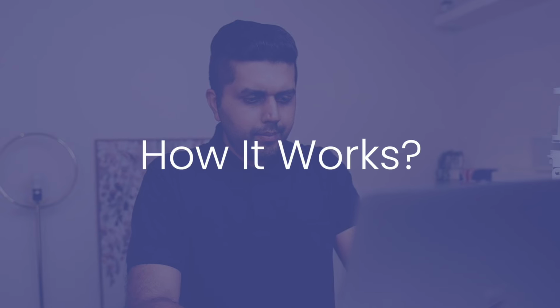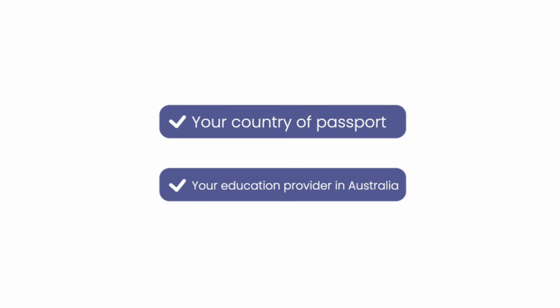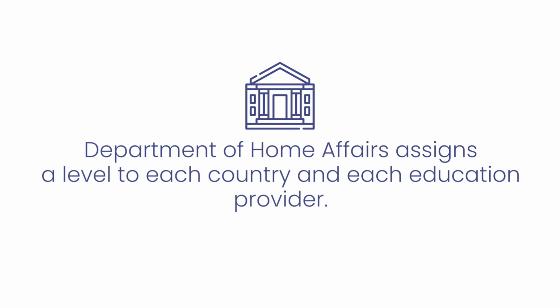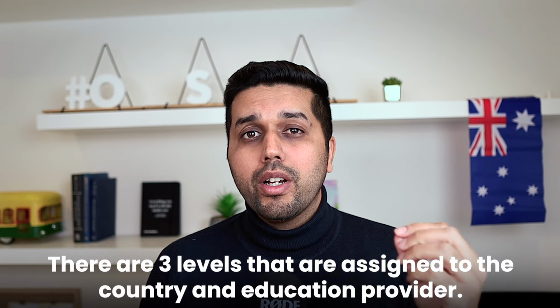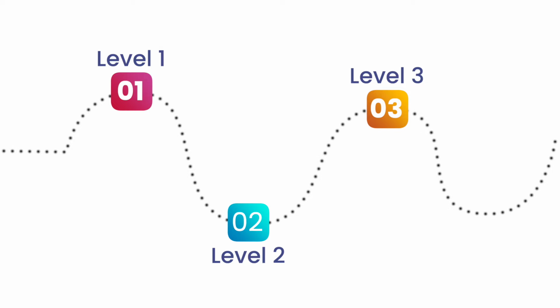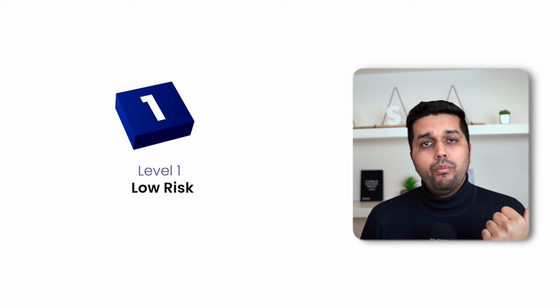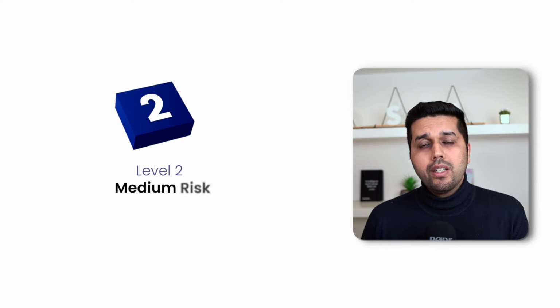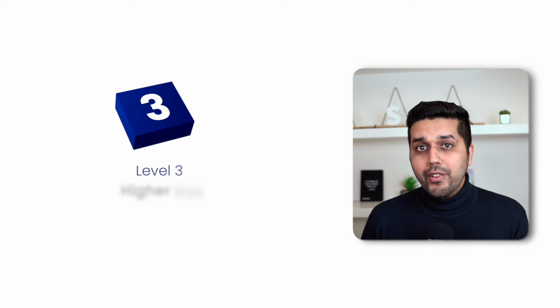So you might be wondering, how does it work? First things first, as I mentioned earlier, there are two main factors to consider, which are your country of passport and the education provider you're applying for here in Australia. The Department of Home Affairs assigns a risk rating to each of these two, and there are three levels: level 1, 2, and 3. Level 1 is considered low risk, whether it's a low risk country or a low risk education provider. Level 2 is medium risk, which is a medium risk country and a medium risk education provider. And level 3 is high risk, which means a high risk country and a high risk education provider.